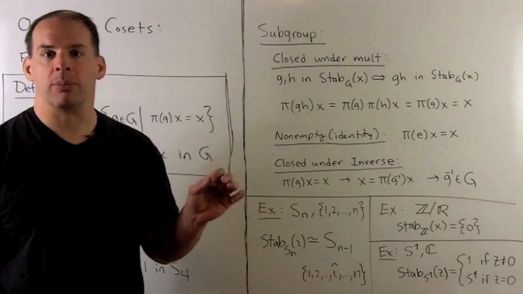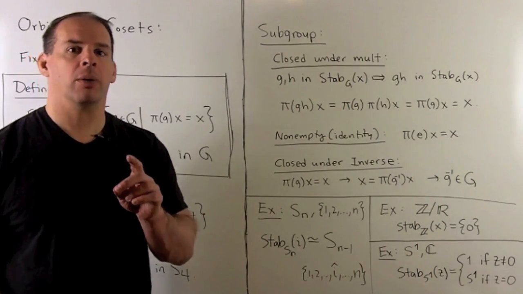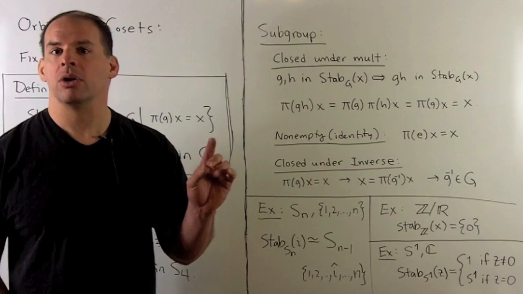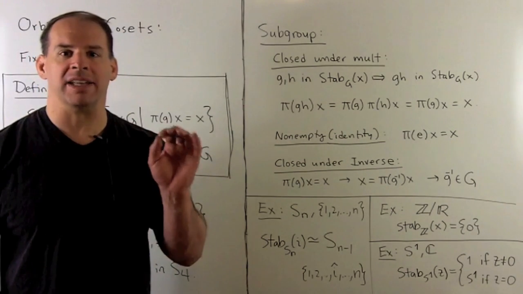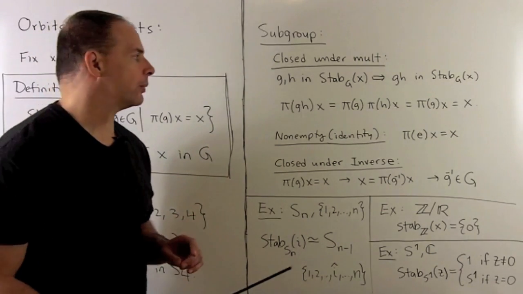Now, for the subgroup property, we need to show closed under multiplication, closed under inversion, and non-empty. We get non-empty by showing the identity is in our subgroup.